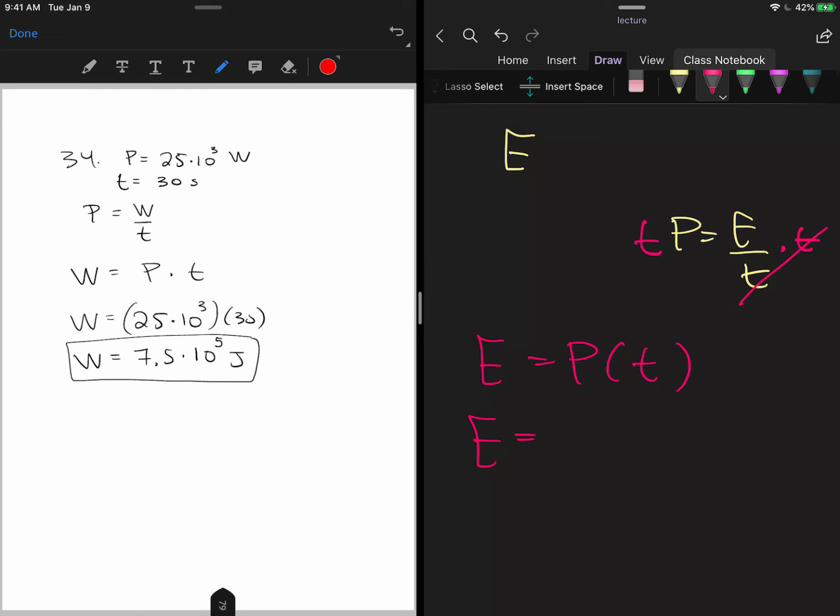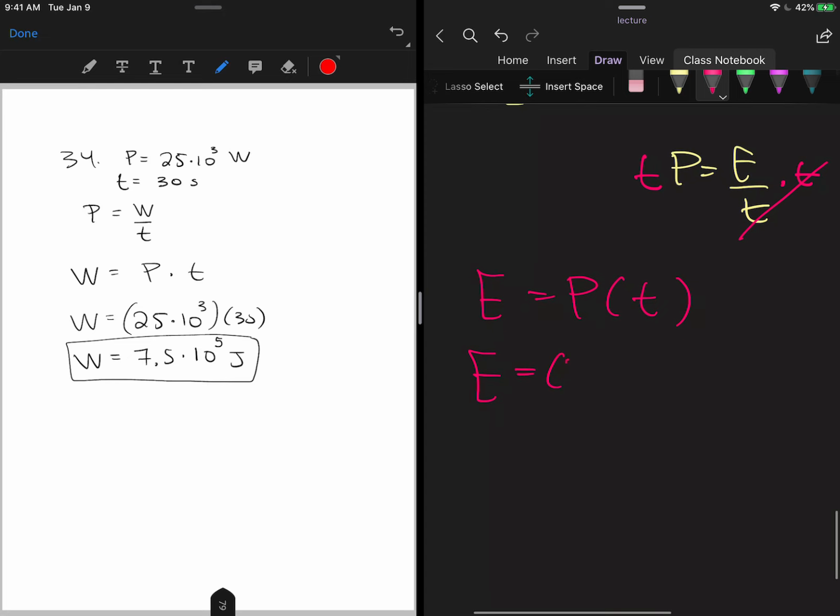So the energy is going to equal the power, which is 25 kilo, so 10 to the 3, multiplied by the time, which is 30 seconds, and that should give you 7.5 times 10 to the 5 joules.